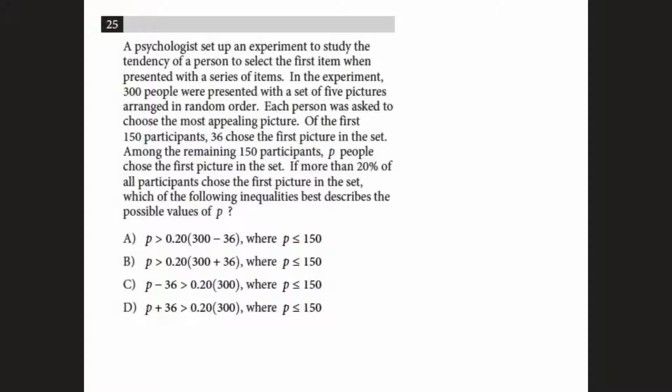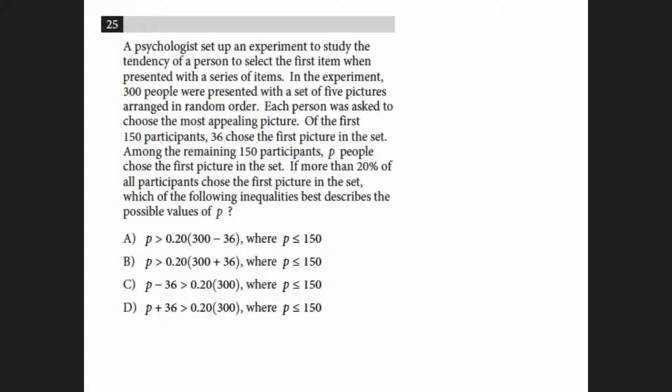25. A psychologist set up an experiment to study the tendency of a person to select the first item when presented with a series of items. In the experiment, 300 people were presented with a set of 5 pictures arranged in random order. Each person was asked to choose the most appealing picture. Of the first 150 participants, 36 chose the first picture in the set. Among the remaining 150 participants, P people chose the first picture in the set. If more than 20% of all participants chose the first picture in the set, which of the following inequalities best describes the possible values of P?